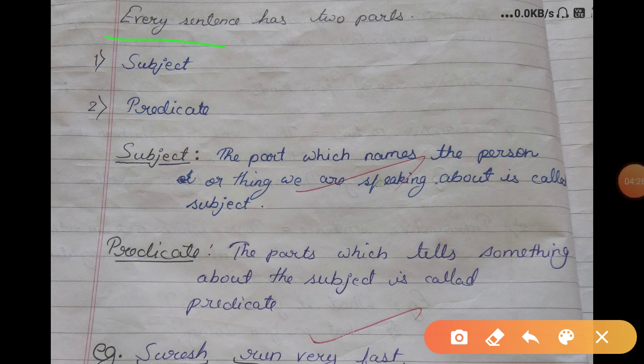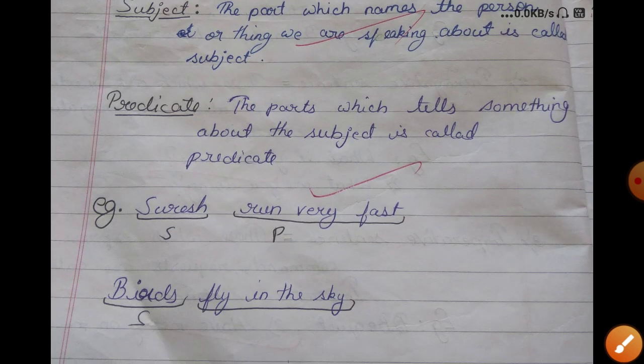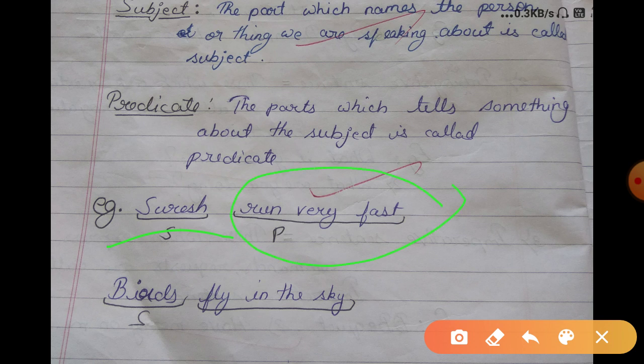Next is, every sentence has 2 parts. Number 1, subject. Number 2, predicate. Subject, the part which names the person or things we are speaking about is called subject. Next, predicate, the part which tells something about the subject is called predicate. Example, Suresh runs very fast. Now here, Suresh is the subject. Very fast is predicate.